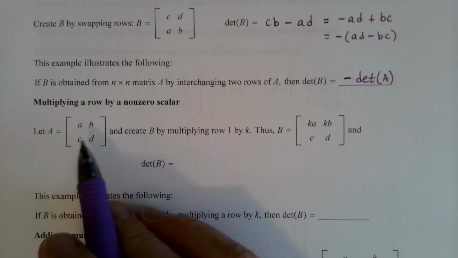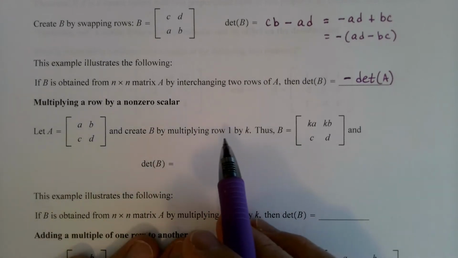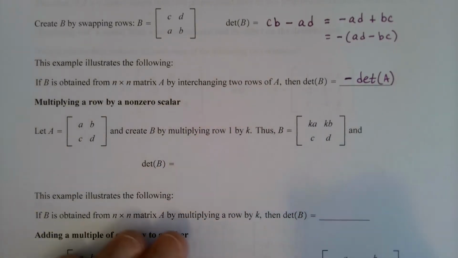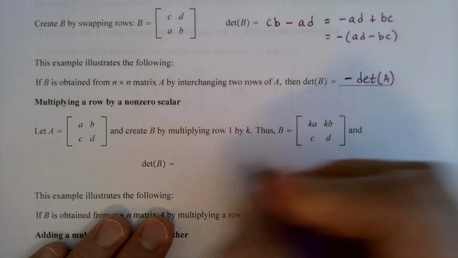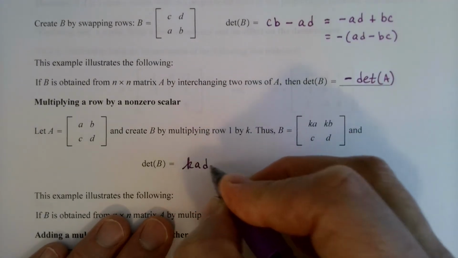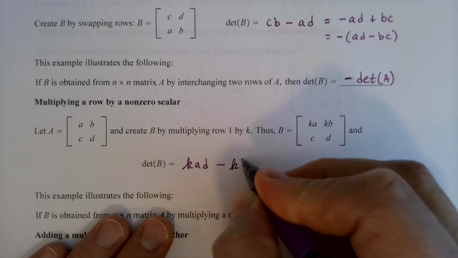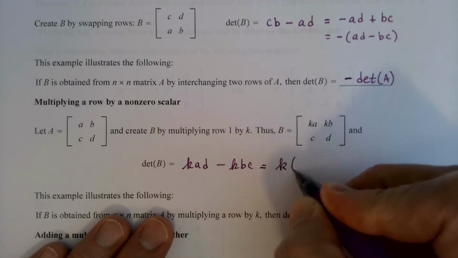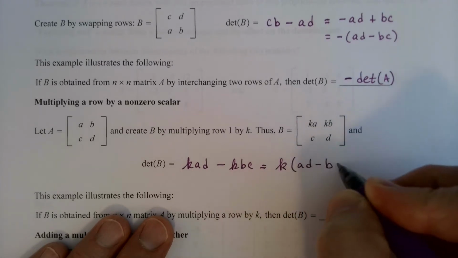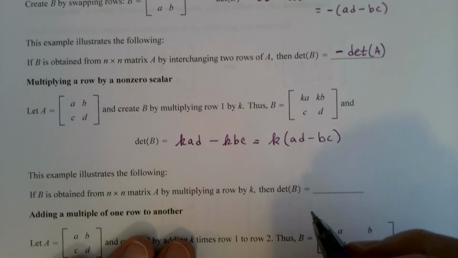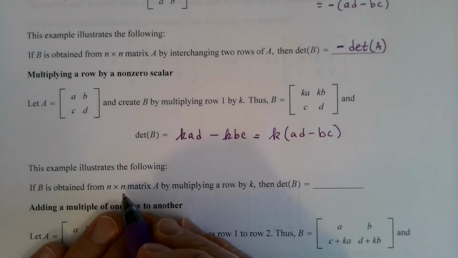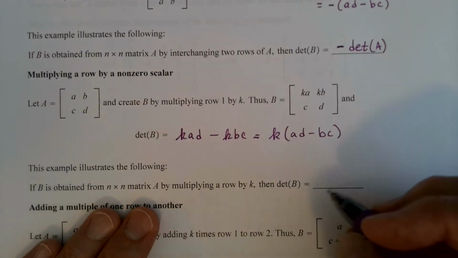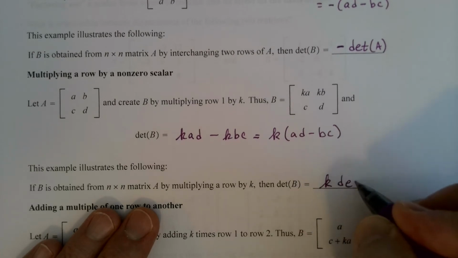Okay. So we have a matrix A. We're going to create B by multiplying, in this case, row 1 by K. So I multiply row 1 by K, I get this matrix B. So what's the determinant now? It's KA times D minus KBC. And if I factor out a K, common factor, I'm left with, again, AD minus BC. So this illustrates the following fact. If B is obtained from the n by n matrix A by multiplying a row, in fact any row, by K, then the determinant of B is K times the determinant of A.